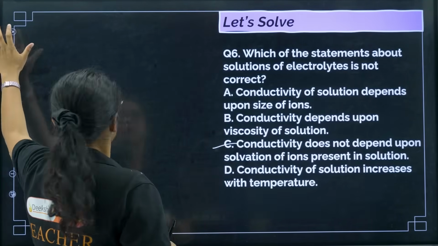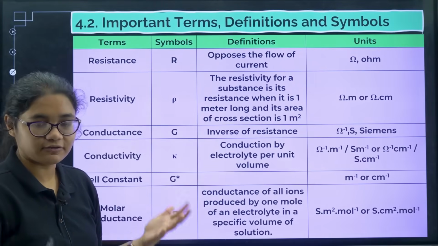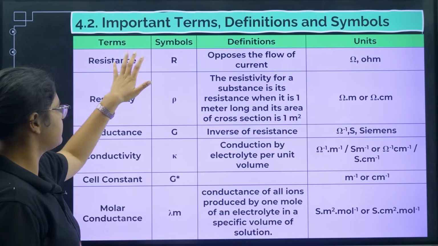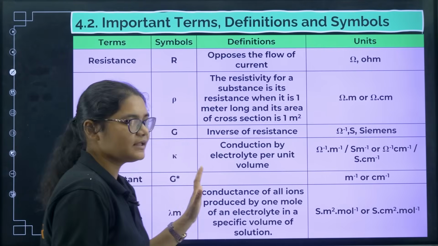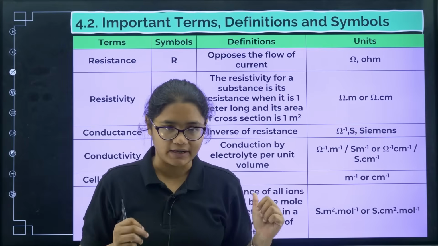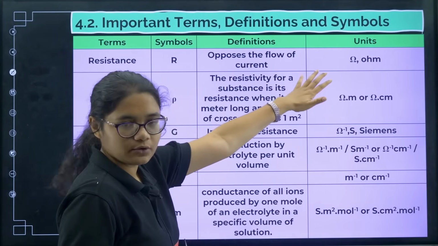Okay, next let's understand some important terms and their definitions before going to discuss about it more. What is the first thing? Resistance. Resistance is something which opposes the flow of current. Okay, it is denoted by symbol R and the units are ohm.